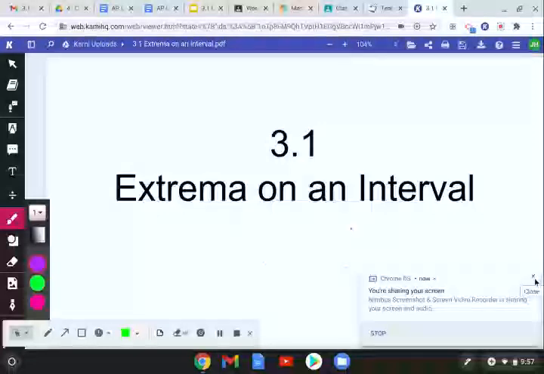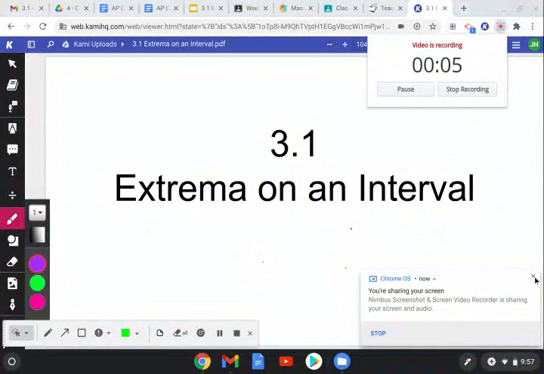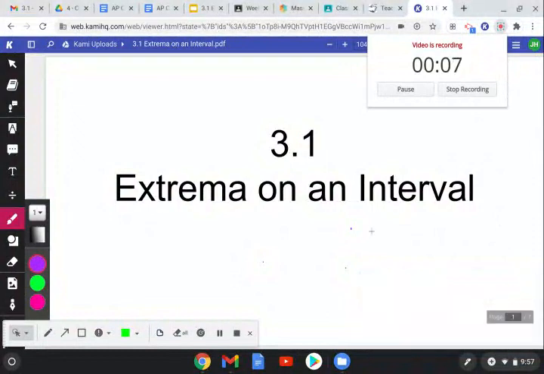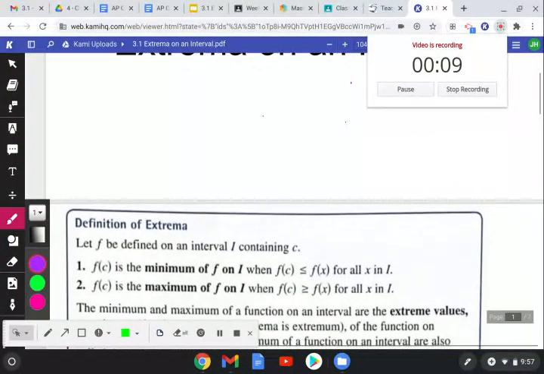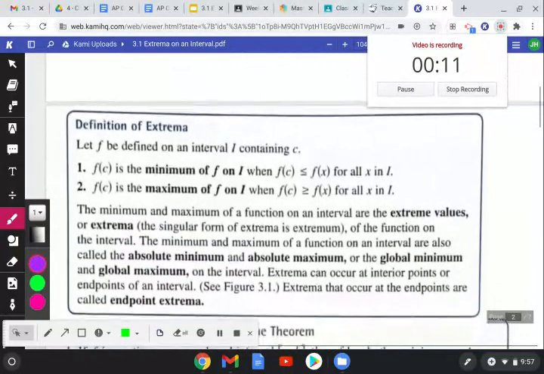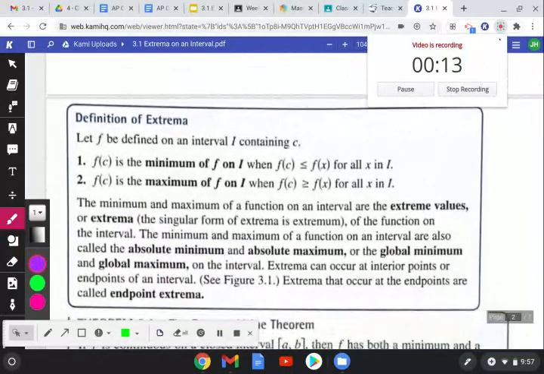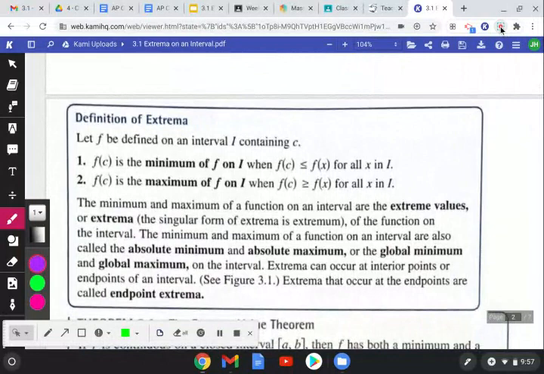Okay, so we are doing 3.1, and it's called Extrema on an interval. There's going to be a lot of words that go into this, which is great that we can do it on video so you don't have to write it all down and don't have to watch me write it all down. But we're going to read through it together and then we'll talk about it.